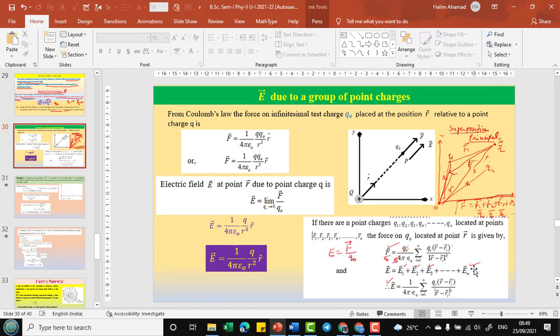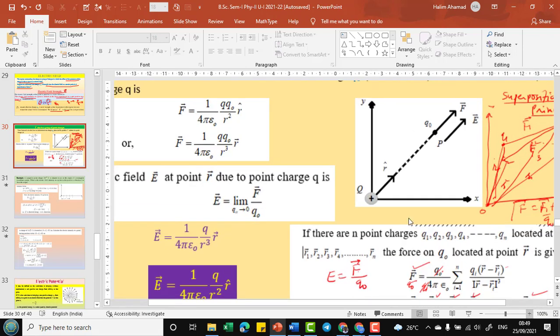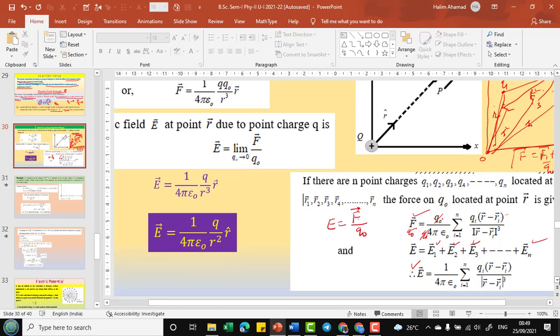So that will be this much. The numerator Q naught is divided by Q naught, F by Q naught. Denominator, what are you saying? No sir, the numerator Q naught in the vector F equal to Q naught by 4 pi epsilon 0. Numerator Q naught is divided by whom? It is divided by Q naught. Yes, here sir.